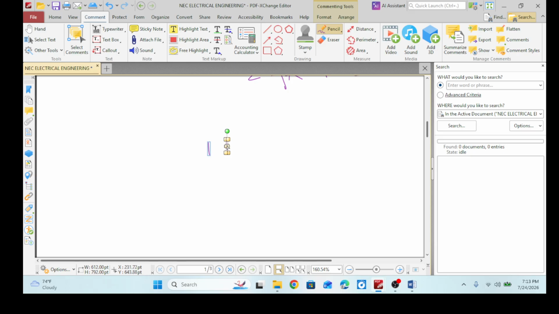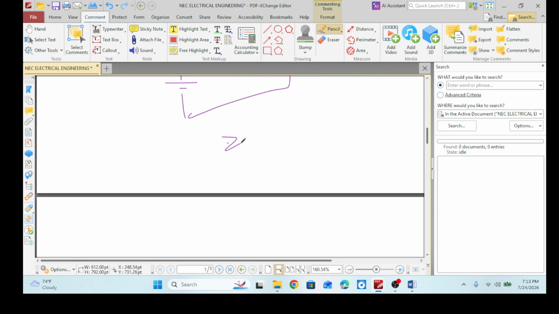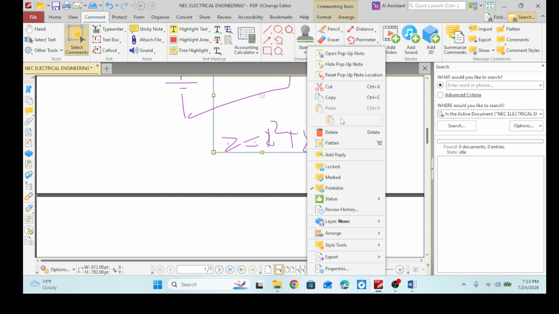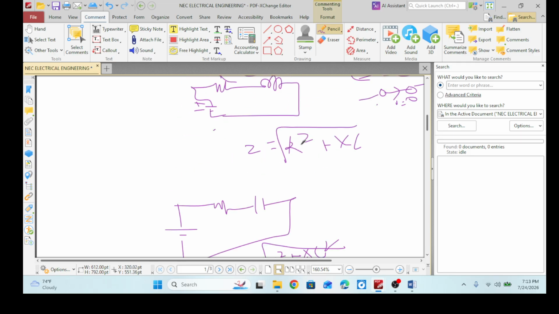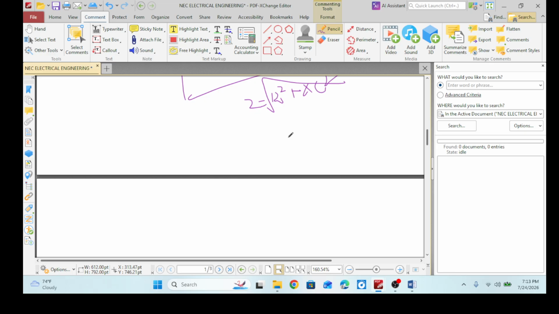Capacitance. The property of a capacitor is that it doesn't allow sudden change in voltage. So impedance Z equals the root under R square plus XC square, similar to this. But what is XC and XL?